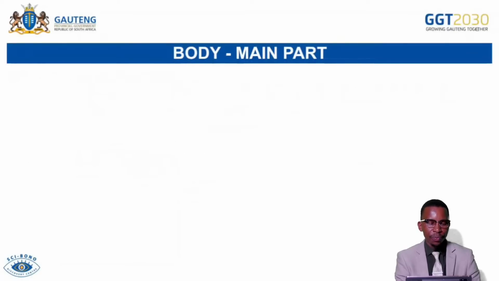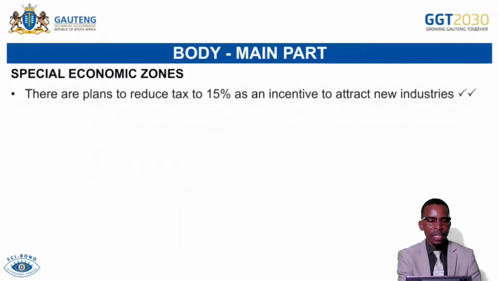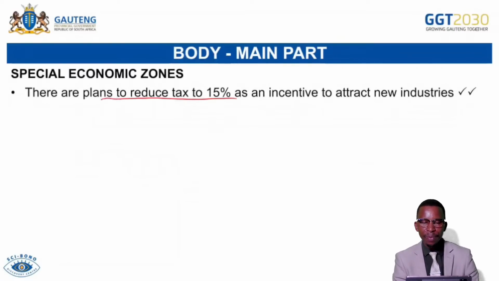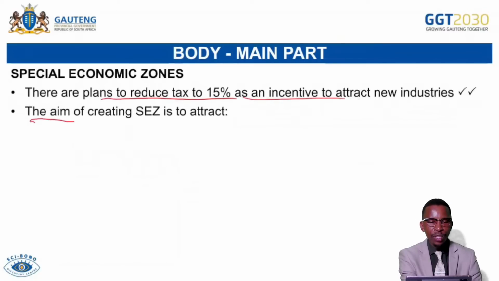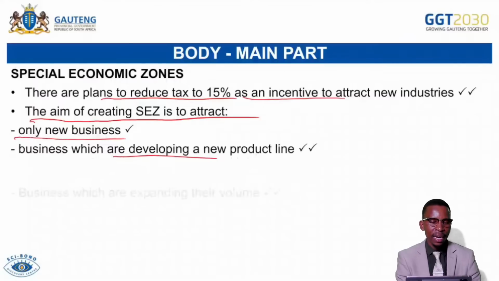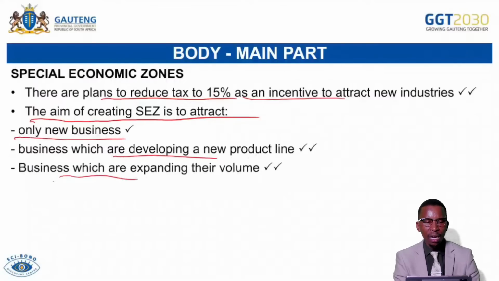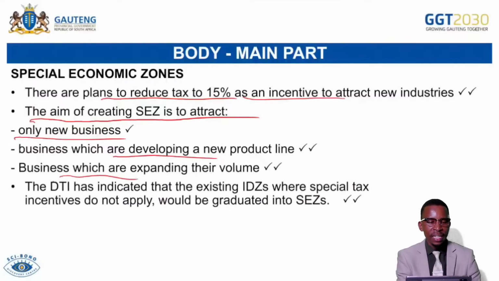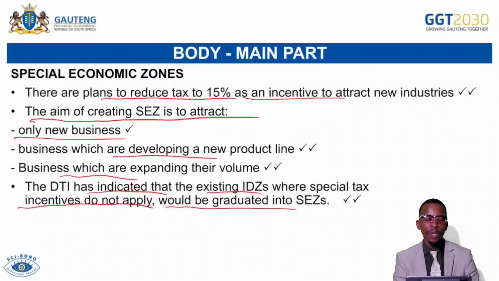And then we continue with special economic zones. There are plans to reduce tax to 15% as an incentive to attract new industries into the SEZ. Its aims are as follows: to attract new businesses into the SEZ. Businesses which are developing a new product line are also attracted. Businesses which are expanding their volume are also attracted. The Department of Trade, Industry and Competition has indicated that the existing ITZ where special tax incentives do not apply would be graduated to special economic zones.